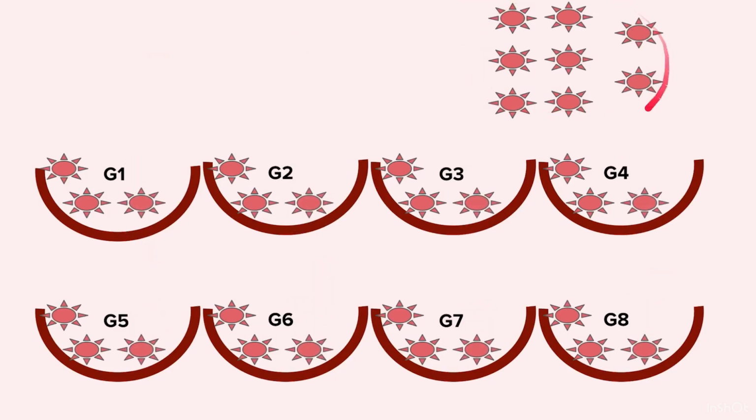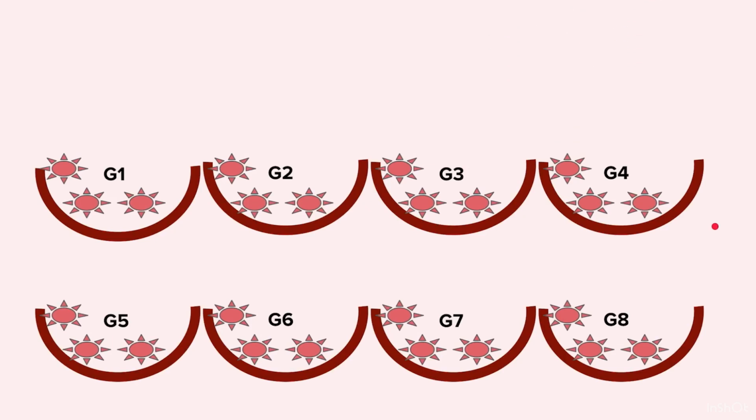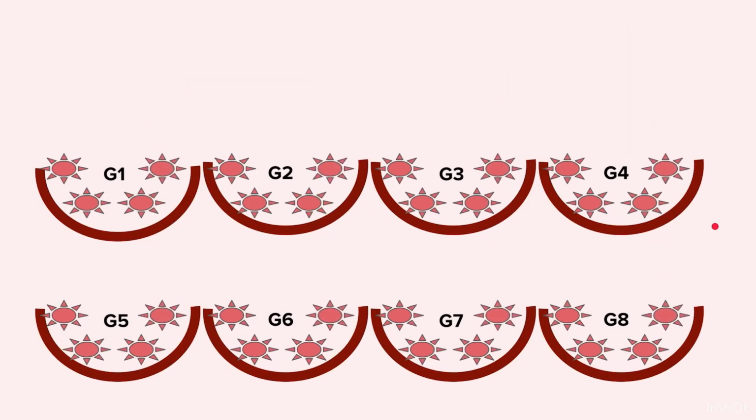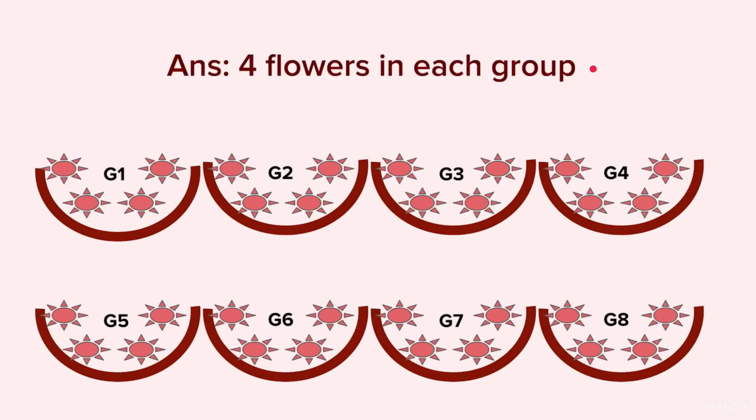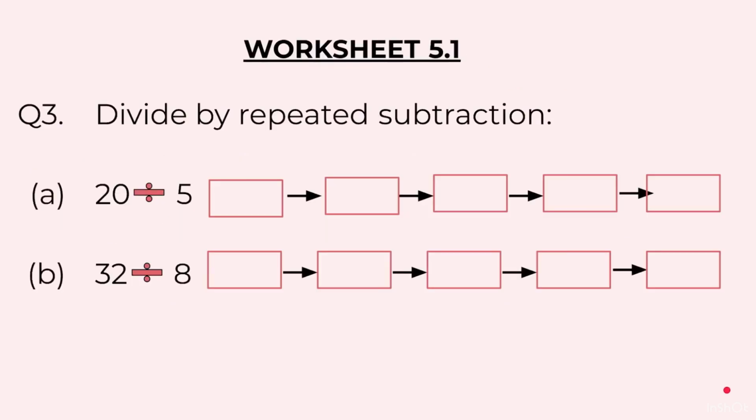Now we are left with the last set of 8. We will take them and put 1 flower in each group. Now you can see each group is having the same number of flowers. Each group is having 4 flowers. So we will write answer 4 flowers in each group.